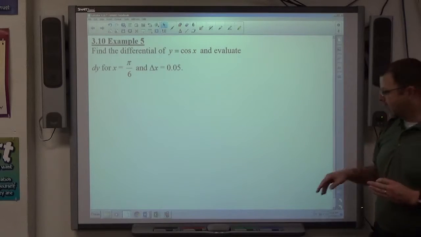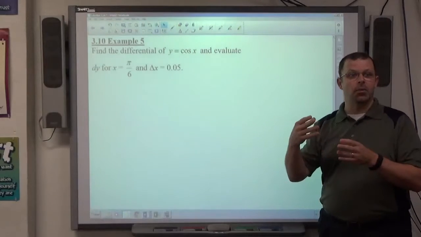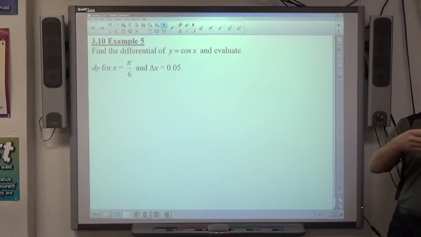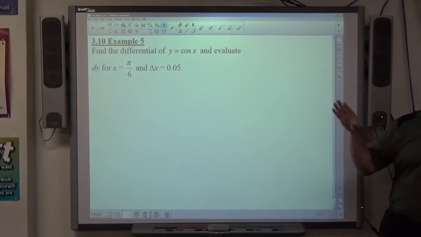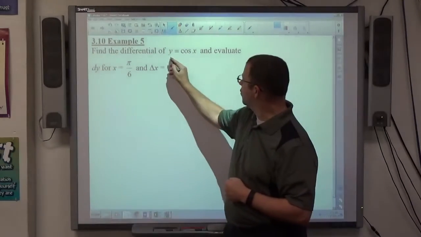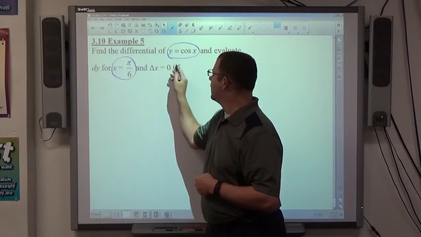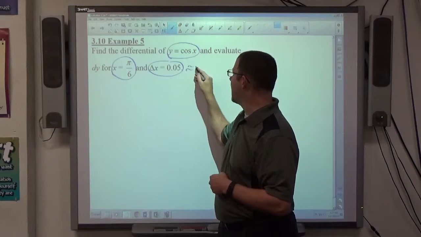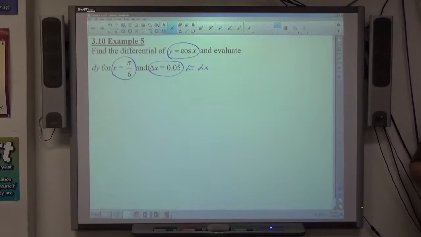Alright, so it goes back to the part of example 3 that we did today, where it said to compare delta y and dy, and where we found dy. We had a function, we had x, we had delta x, right? So that's what we have here. We have a function, y equals cosine of x. We know what x equals, and we know what delta x equals, so we're going to approximate that as dx. Alright? So whatever delta x is, and when we get to word problems, delta x is going to be called the error. Okay, what's going to happen is they're going to be measuring things.